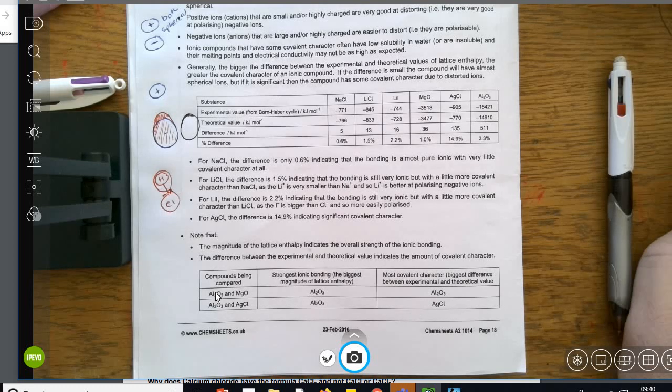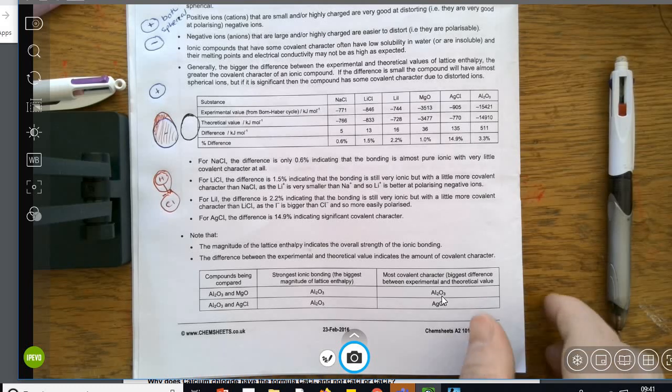Okay, in this case, comparing these two values, we'd have to look at the value here. So aluminium oxide has much larger, strongest ionic bonding. However, this one here has a much larger value than this one for the distortion, so we need to compare the theoretical value from there.